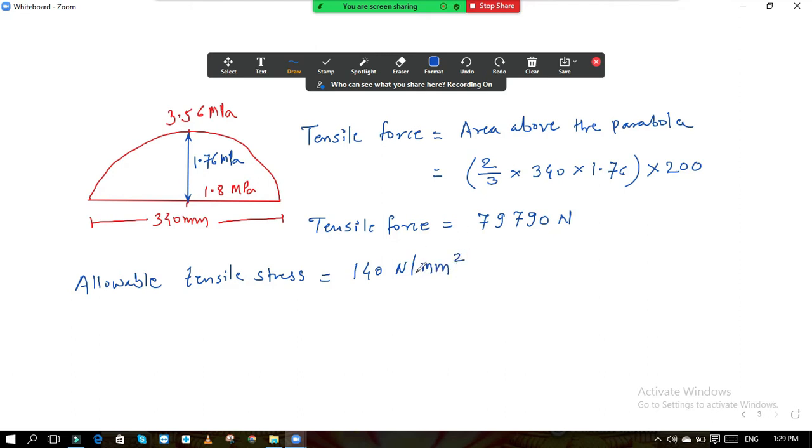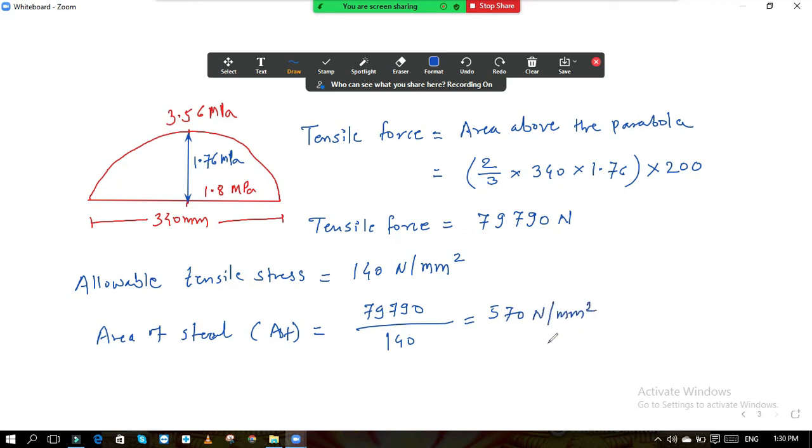Now we will calculate the steel required. Again the simple formula: you know the stress, you know the force. Force divided by stress is area, or force is equal to stress into area. So area of steel Ast is equal to force 79790 divided by stress 140. After solving this, we get 570 mm square. This is the area of steel required.